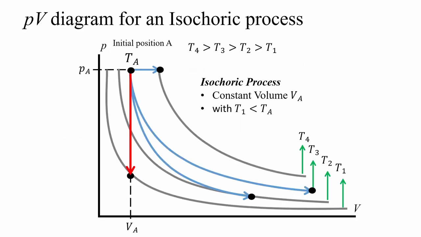Here we have the isochoric process as highlighted by the red arrow. We see that there is a drop in its temperature as it drops in pressure at constant volume from its initial position A with initial temperature Ta. Isochoric process is where the volume remains constant as indicated by the pressure versus volume diagram.